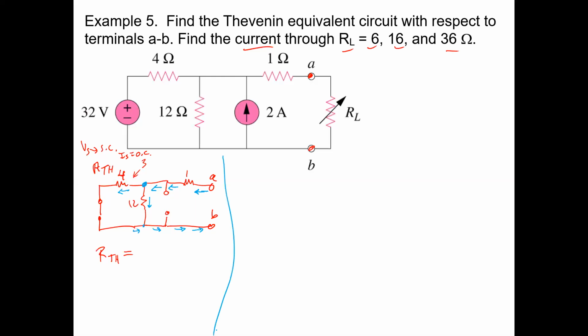Okay, well that's the Thevenin resistance. The Thevenin resistance is 4 parallel with 12 plus 1, which is 3 plus 1, which is 4 ohms. So that's actually pretty easy. The Thevenin voltage is the open circuit voltage at AB, right? So that's VOC, open circuit at AB.